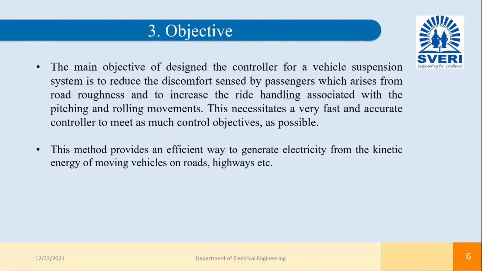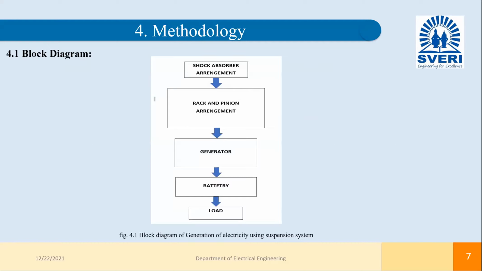The main objective of designing a control for a vehicle suspension system is to reduce the discomfort sensed by the passenger which arises from road roughness, and to improve ride handling associated with the pitching and rolling movement. This necessitates a very fast and accurate controller to meet as many control objectives as possible. This method provides an efficient way to generate electricity from the kinetic energy of moving vehicles on roads and highways. For the further presentation, I will hand over the charge to Shivam Sarangi.